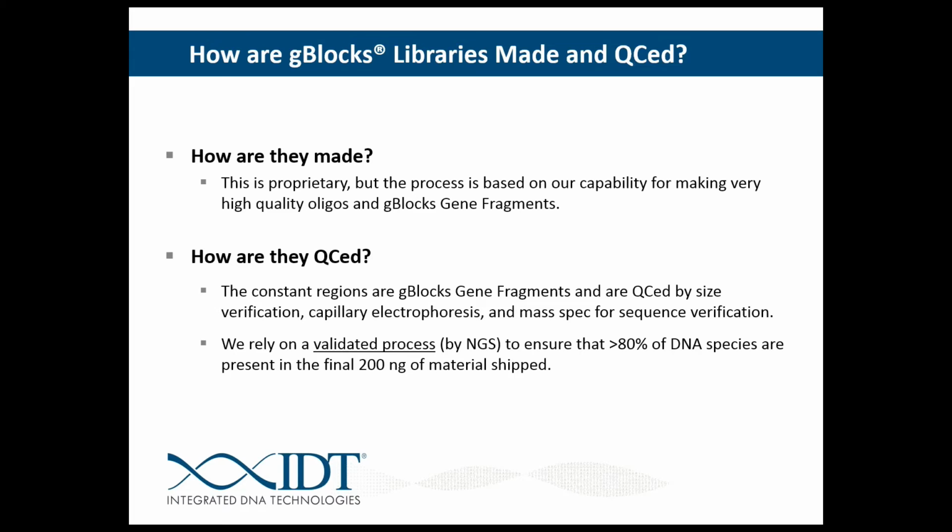Before I get to that, I'll just mention how we make and QC the libraries. The libraries are made in a way that's very similar to our standard gBlocks. In fact, the non-variable regions are made as standard gBlocks and are QC'd as standard gBlocks, so they have the same quality. We then add a variable region into the constant regions. We rely on a validated process that we've spent years developing and validating through NGS to ensure that we have a very high representation of the DNA species present in the final material that we ship out.